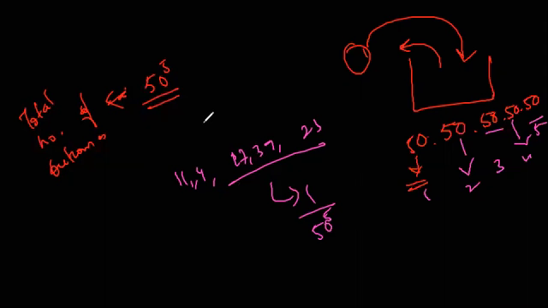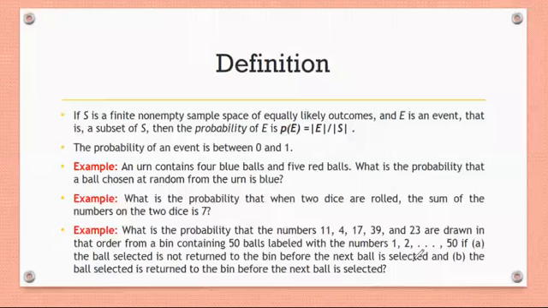So the earlier problem was without replacement. We were not replacing the ball each time. So condition A is without replacement, while this condition is with replacement. We'll continue with the next in the next class.